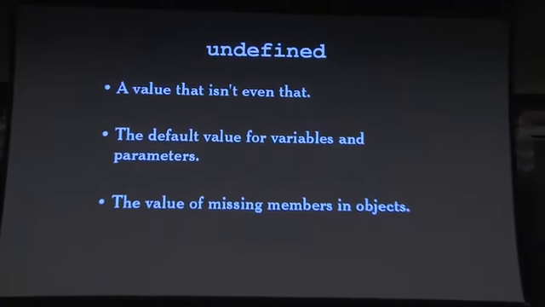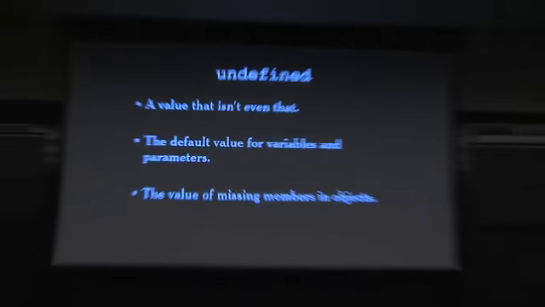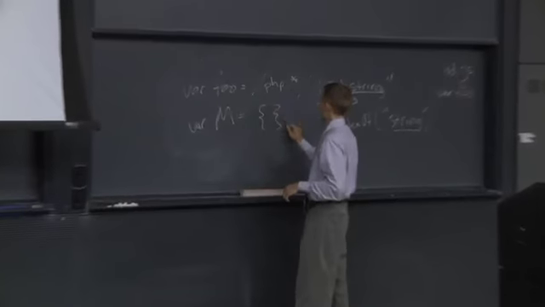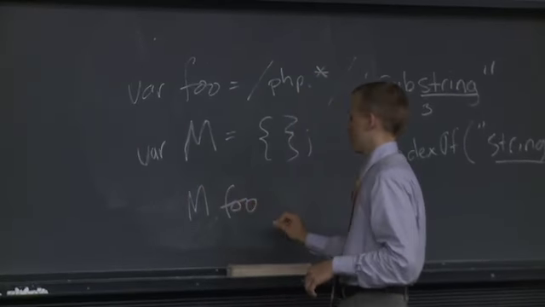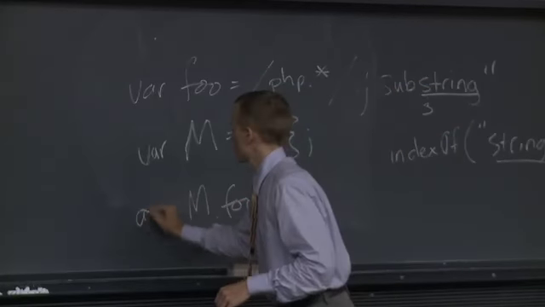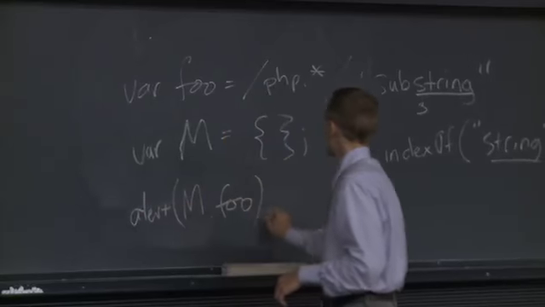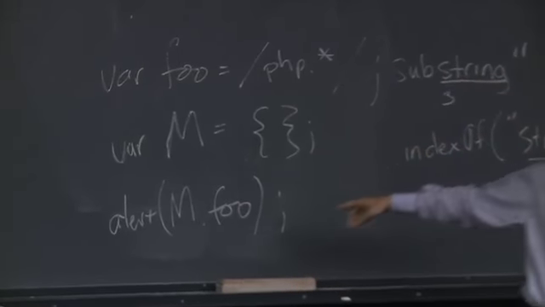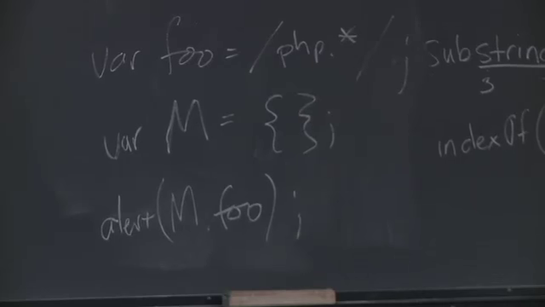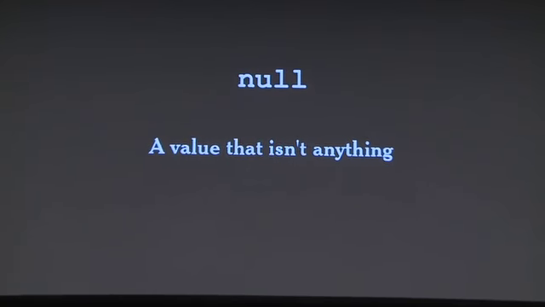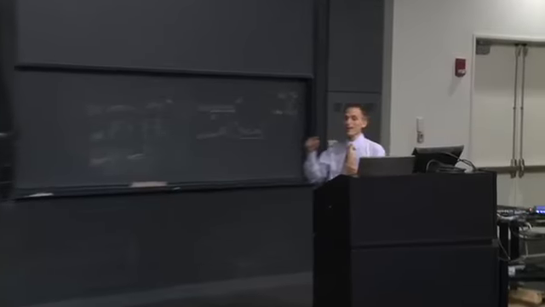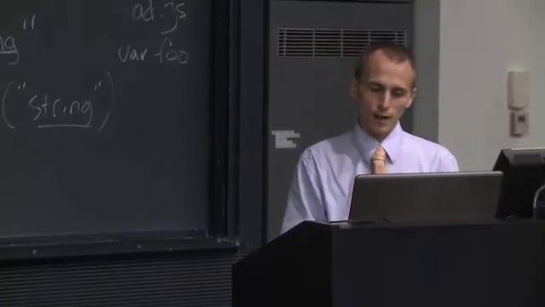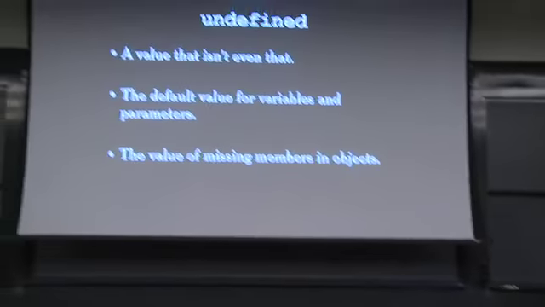So if I have var m equals the simplest object, and then I want to access m.foo, which hasn't been declared yet, this is undefined at that moment, which is different than null, because null is something that, it's funny to think of it this way, but it's actually a positive statement. It's saying this is not anything, and undefined just means it hasn't been defined yet.